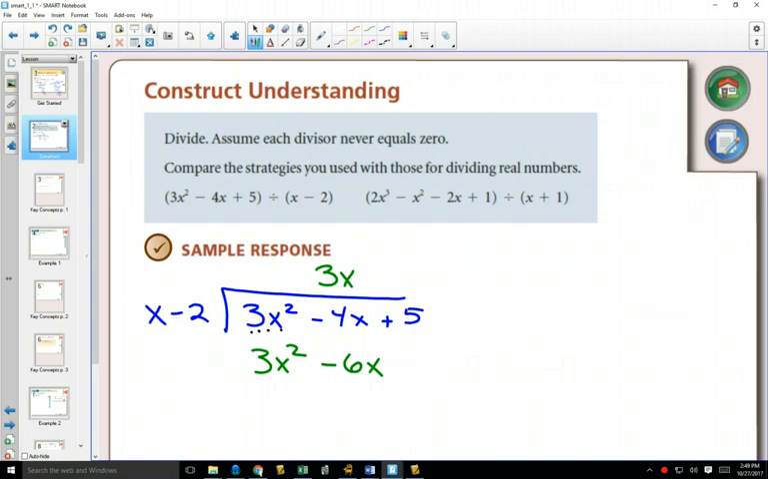Our next step in long division was subtracting. Now this is the part that sometimes can be difficult because you have to subtract all of this from this. Now the first part's really easy because 3x squared subtract 3x squared is 0. So you can put a 0 there if you would like. And then negative 4x subtract negative 6x is 2x.